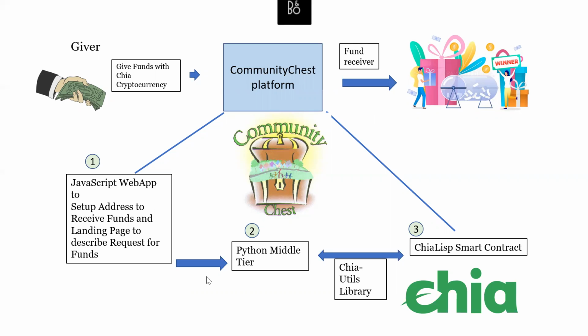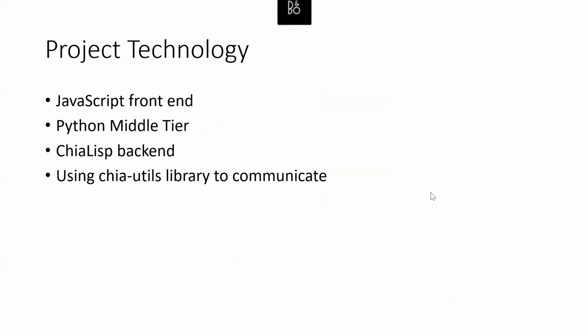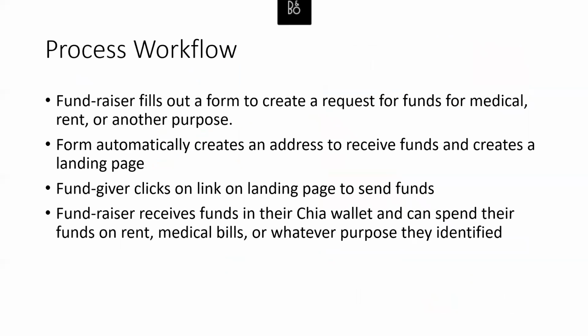Basically, we've got a front end, this JavaScript web app, which we're using on the website to set up our addresses to receive funds, and a landing page to describe requests for funds. We've got a Python middle tier in between our JavaScript and the Chia utils library, and then we have our Chia Lisp smart contracts. So the project technology is really relying on JavaScript, Python, Chia Lisp, and Chia utils.